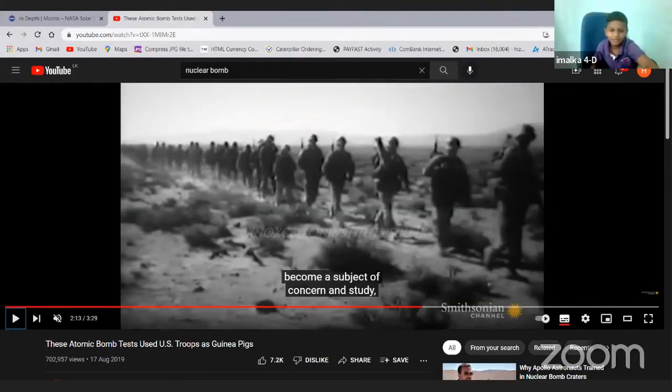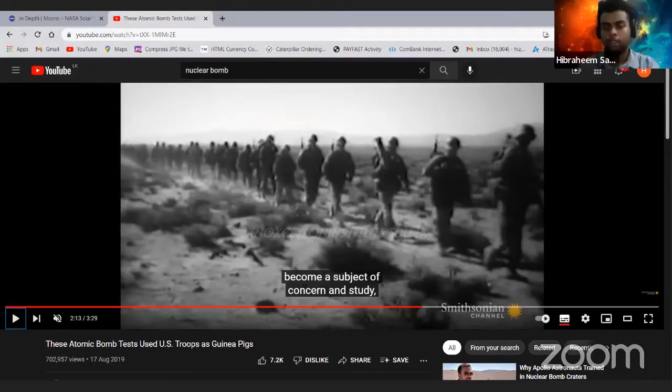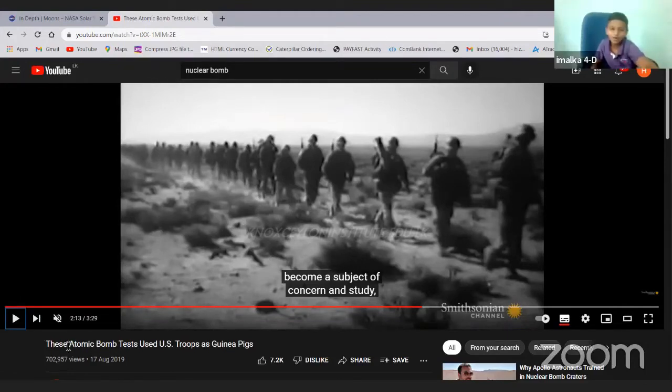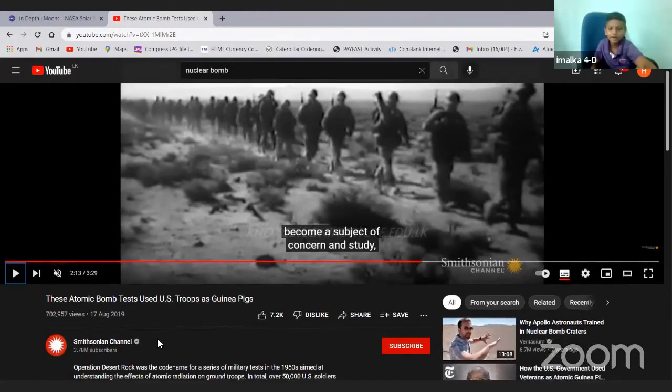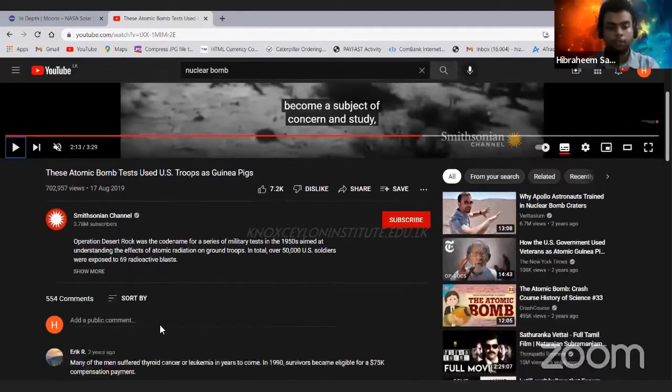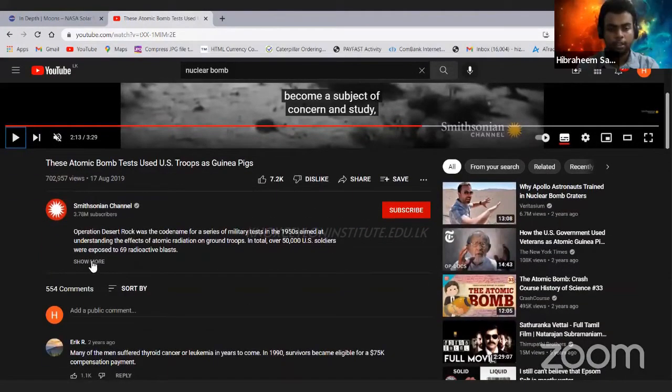What's the name of the bomb? Tsar Bomba, I think. It's the most powerful bomb that ever exploded. Yeah, Tsar Bomba is the most powerful. This is not Tsar Bomba, I think this is something else. This is made by the US. Once the class is done, you can go to YouTube and research about it.